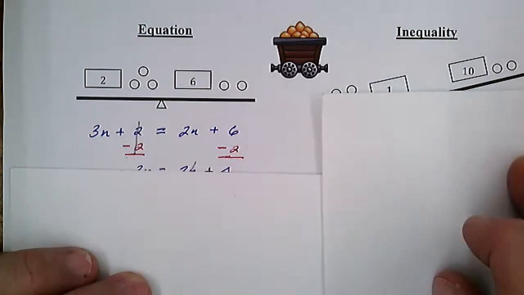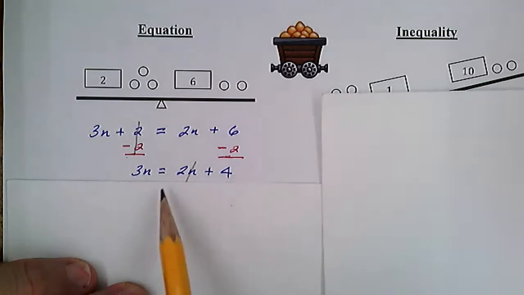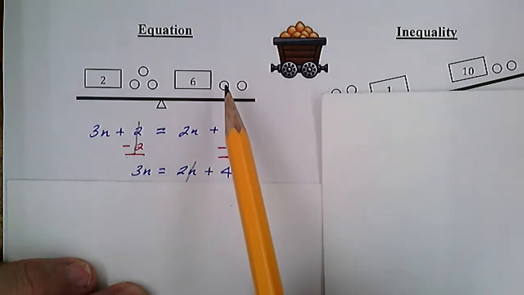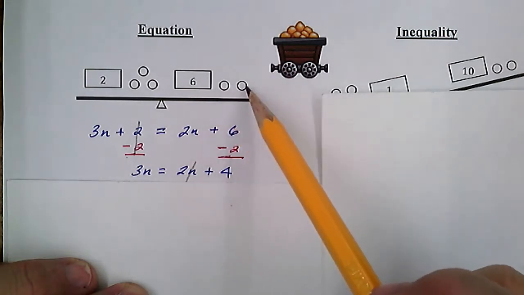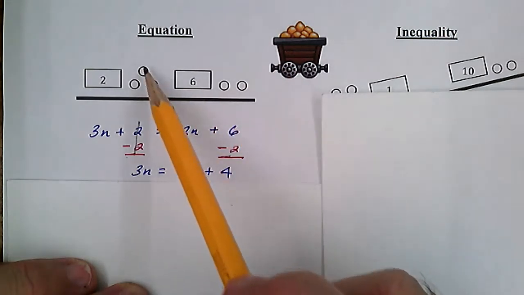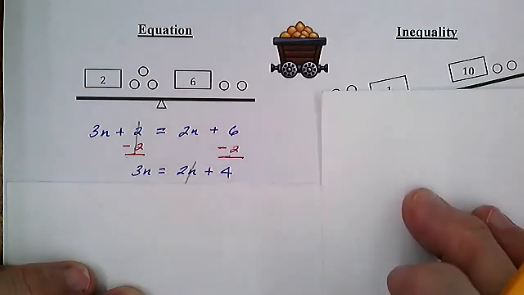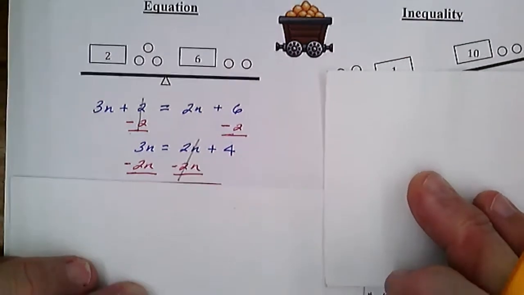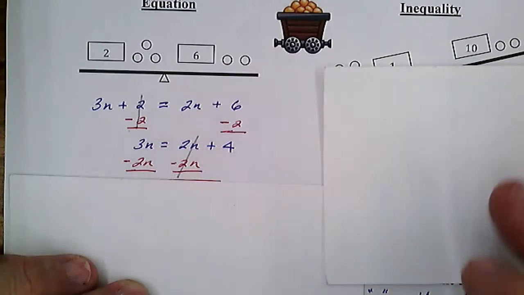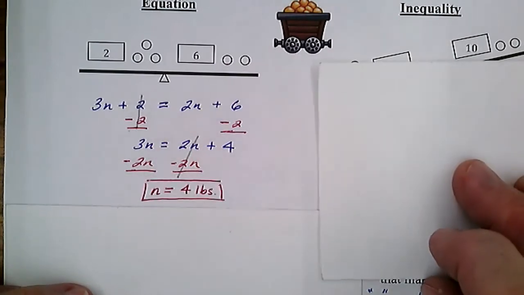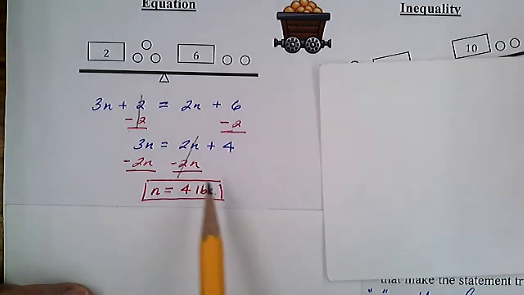6 minus 2 is 4. And now I've got 3 gold nuggets here and I've got 2 gold nuggets here. So I want to take those off, right? We would cancel those off. So if I'm taking 2 off, I want to take 2 off from here. So if I subtract 2 nuggets, those get canceled. I took those off, and then 3 take away 2 would be 1 gold nugget. So we know that that gold nugget weighs 4 pounds. Each of these weighs 4 pounds.